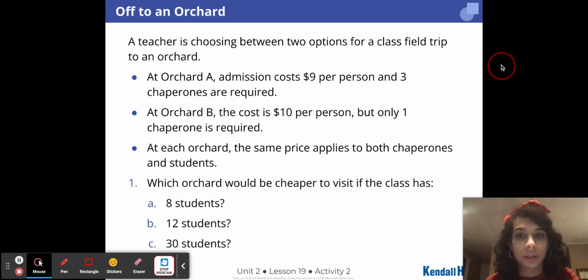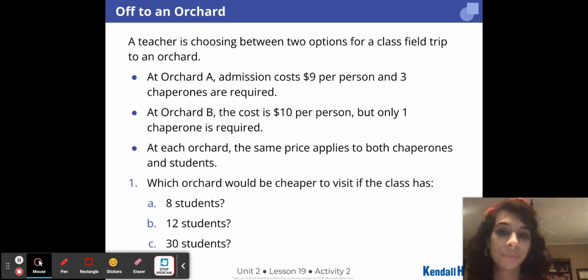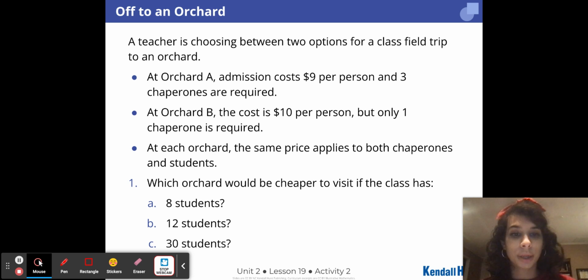So let's get into it. A teacher is choosing between two options for a class field trip to an orchard. At Orchard A, the admission costs $9 per person, and 3 chaperones are required. At Orchard B, the cost is $10 per person, but only 1 chaperone is required. At each orchard, the same price applies both to chaperones and to students. Which orchard would be cheaper if the class has 8 students, 12 students, or 30 students?